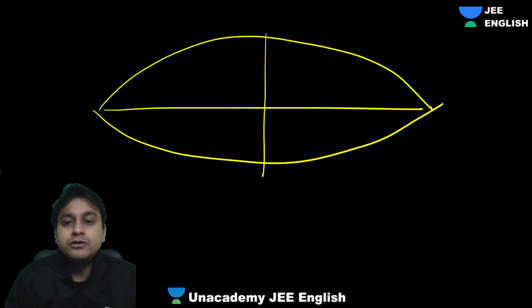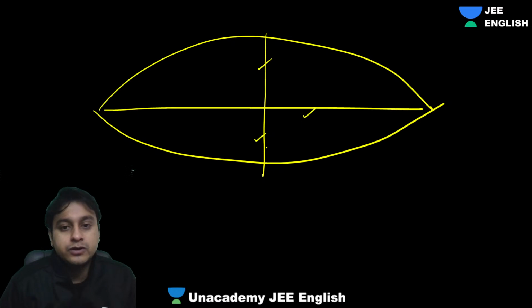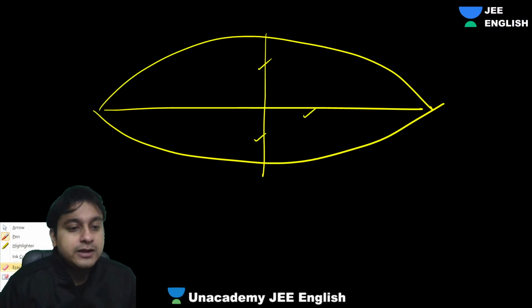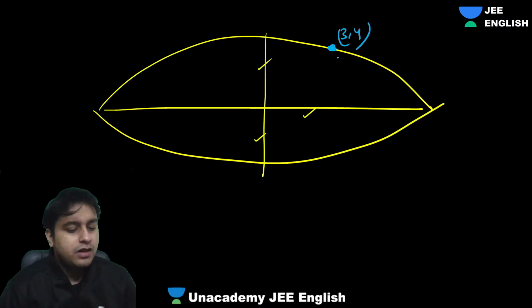Let's try to think about how we will do it. We know the major axis, we know the minor axis, both of them are known. Okay, we know one of the projections, right? One of the foci.